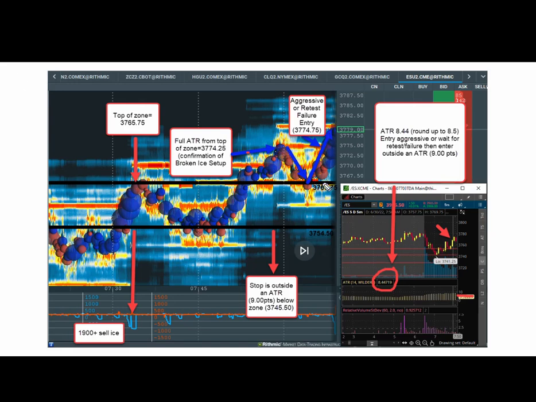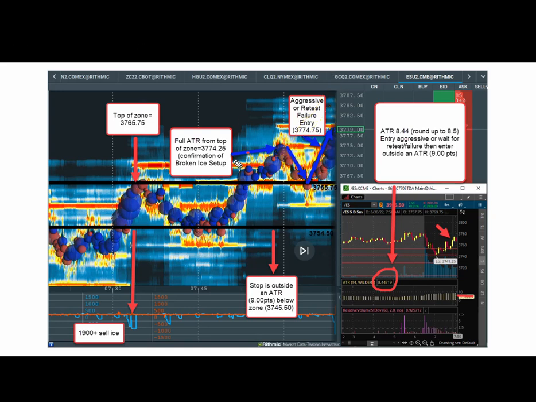Obviously, if you're waiting for retest failure, it doesn't always retest the zone, so you have to determine, are you okay with waiting? I would say, from my experience, the market will retest the zone probably 75% or more of the time. It will come back and retest it, but there's times that this will just keep going, and if you are waiting for a retest failure, you are going to miss the trade. You just have to be able to live with that.